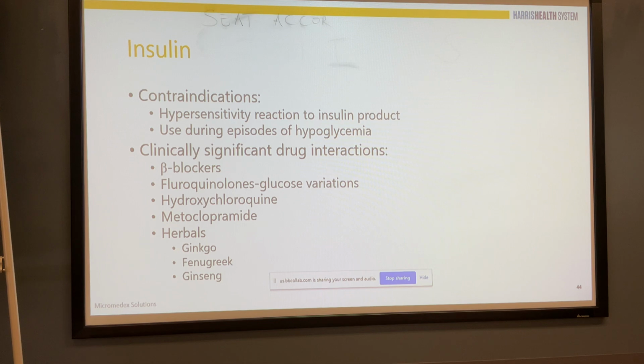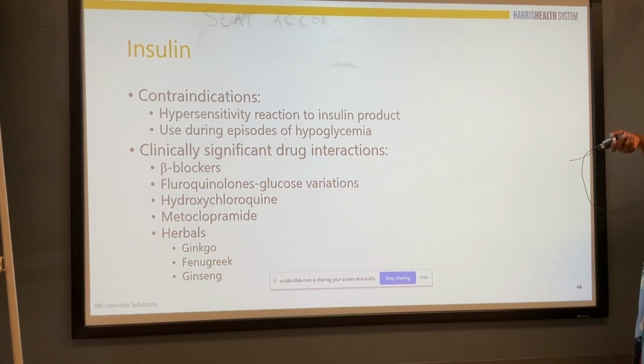Okay, so, clinically significant drug interactions include beta blockers. Beta blockers can mask symptoms of hypoglycemia. So if a patient's being started on a beta blocker or their dose is being titrated, you might want to counsel the patient to start testing more often.